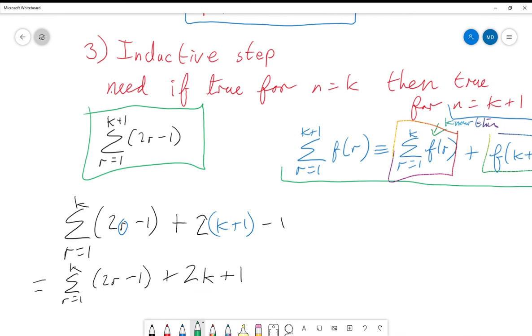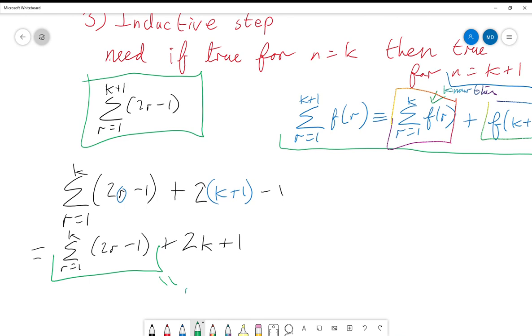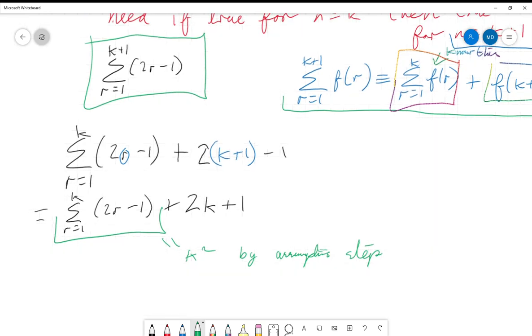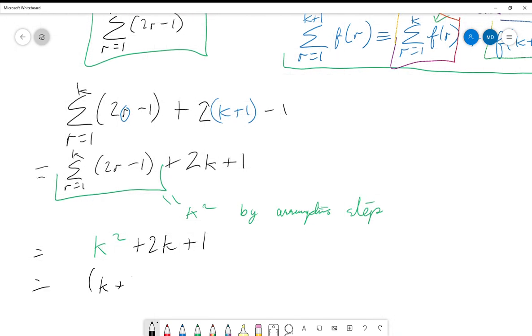But, and this is really, really important, we know this. This here is equal to k squared by assumption. So that is equal to k squared by the assumption step. So this whole thing is equal to k squared plus 2k plus 1. But that factorizes to k plus 1 times k plus 1, which is equal to k plus 1 squared, as required.